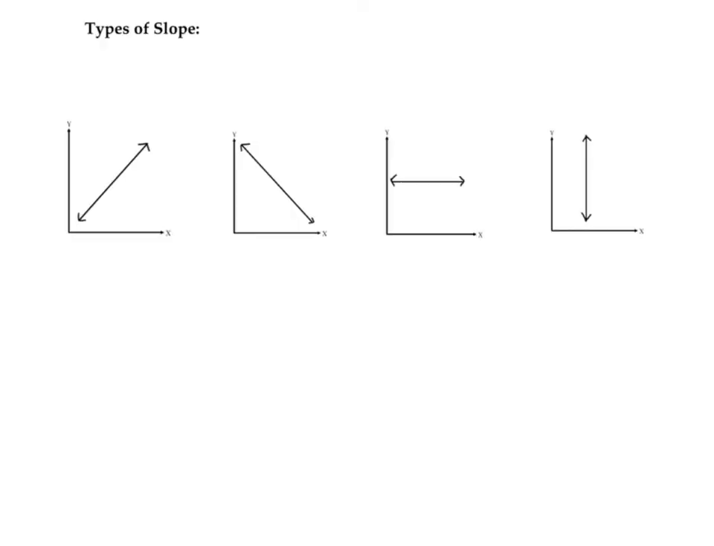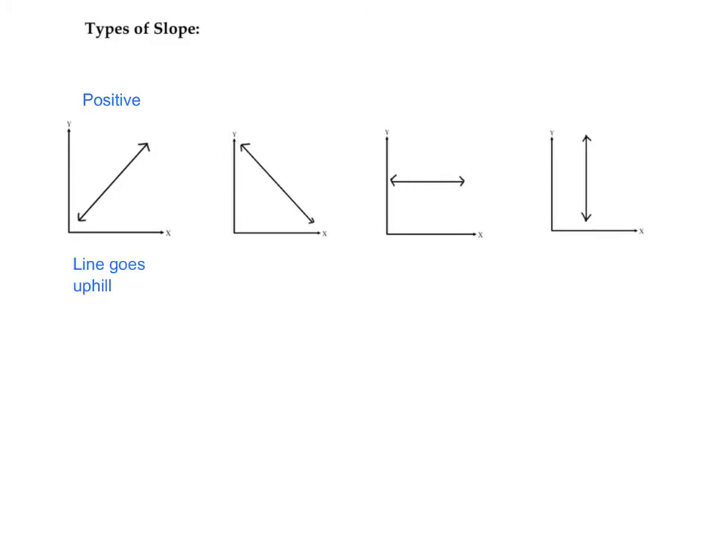So now let's discuss different types of slope. The first type of slope is called a positive slope. Notice our positive slope is going uphill. So whenever we have a positive slope, the line is going uphill.